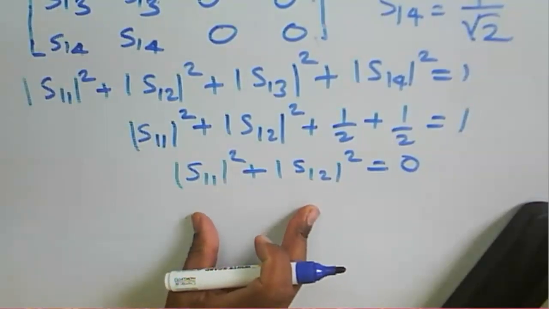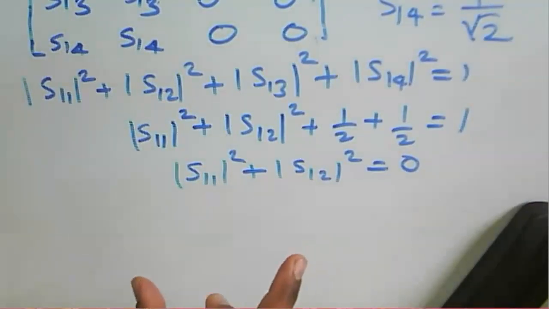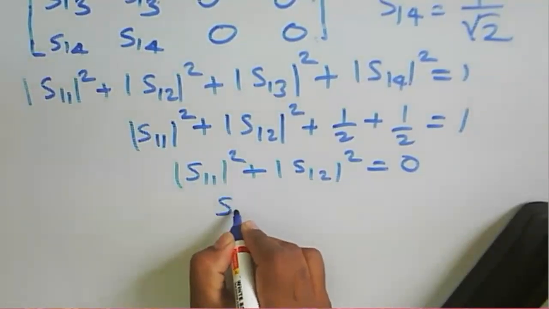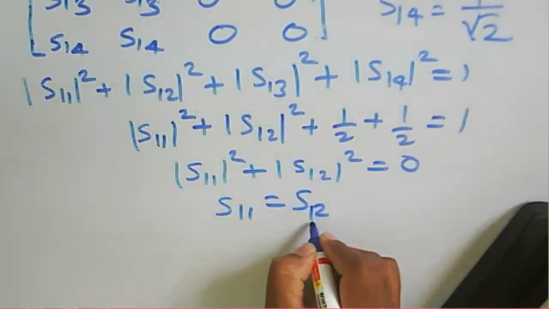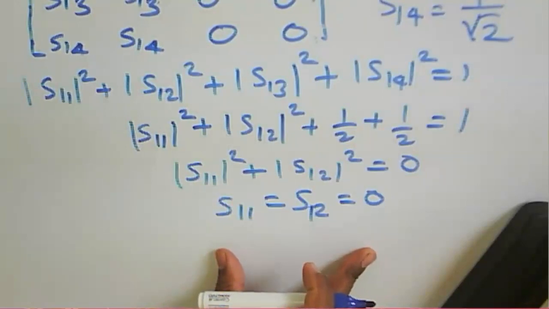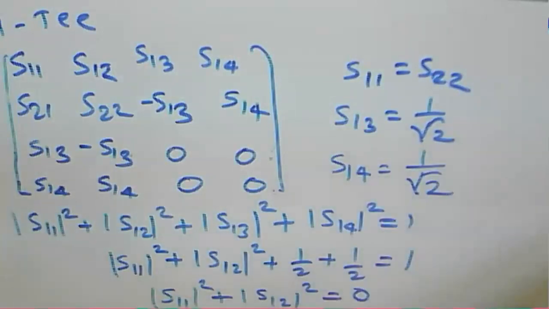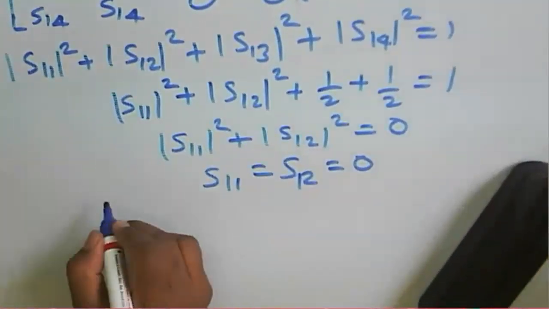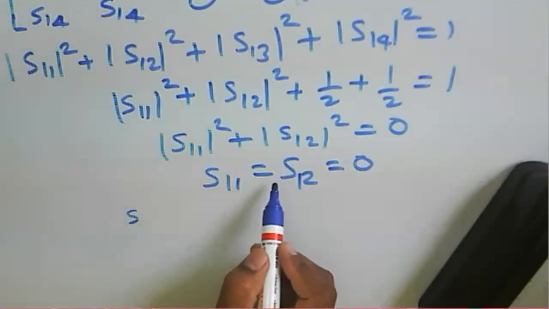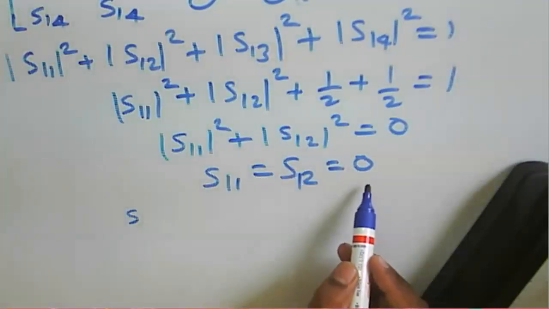Now S11 square plus S12 square is equal to 0. So this equation is valid if S11 is equal to S12 is equal to 0. That is the valid condition. And then earlier from the equation we said that S11 is equal to S22. And this is the valid condition for S12 equal to 0.